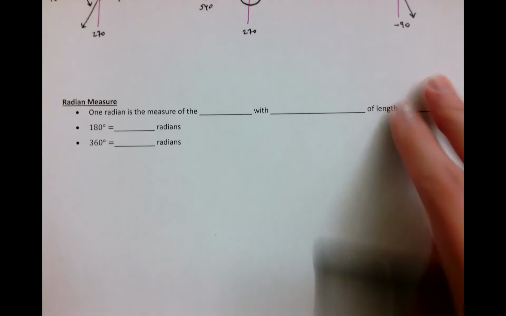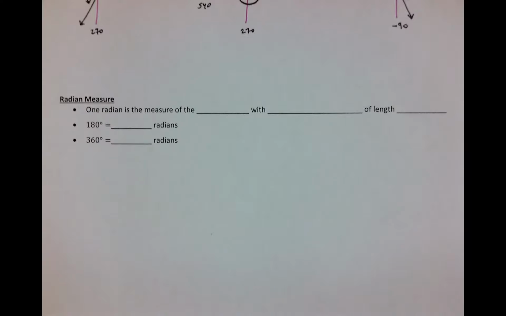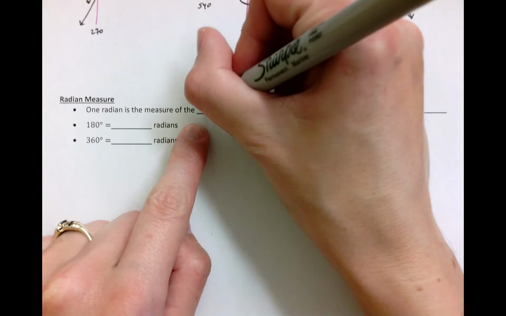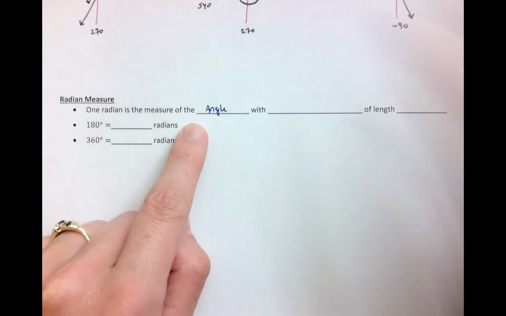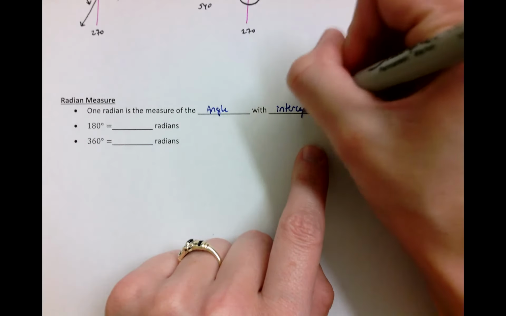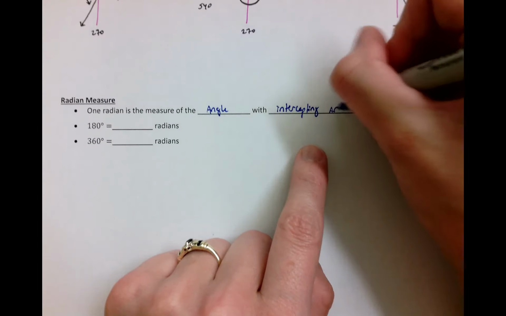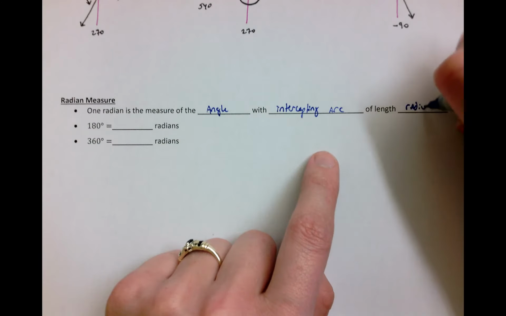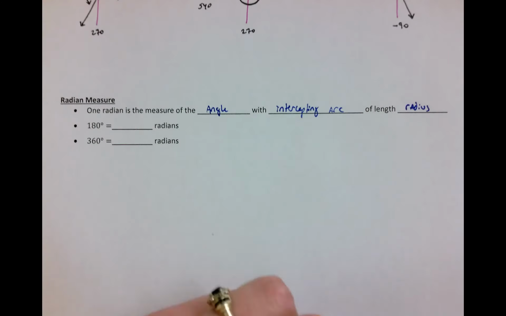So the first thing is, what the heck is a radian? Okay, so 1 radian is the measure of the angle with an intercepting arc of length radius. So it's the measure of the angle with intercepting arc of length radius. And you're probably thinking to yourself, what the heck is she talking about?